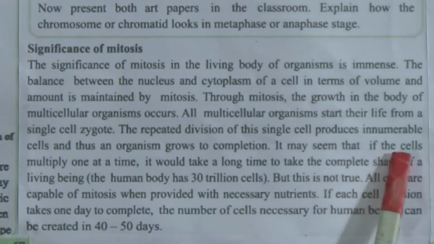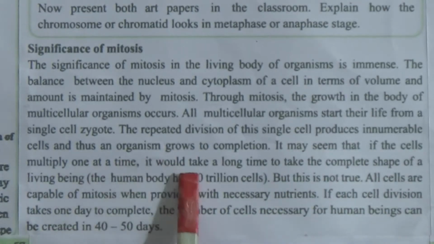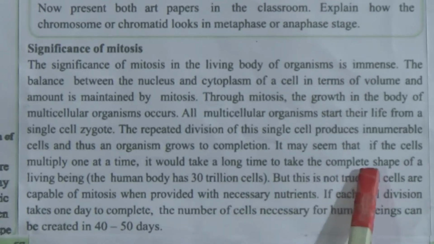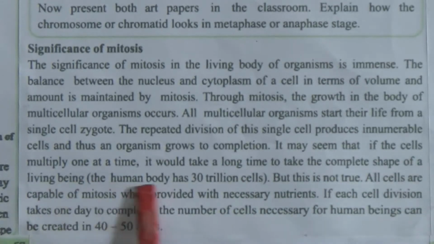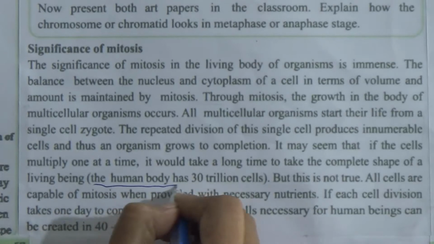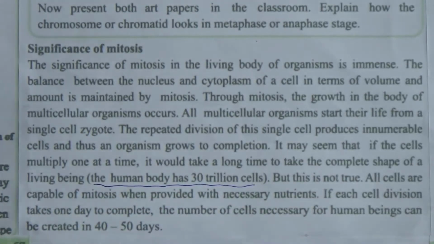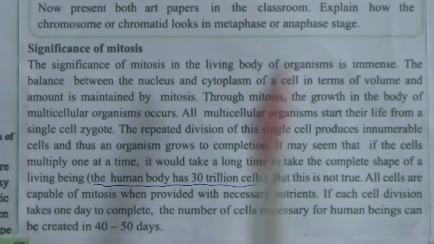It may seem that if the cells multiply one at a time, it would take a long time to take the complete shape of a living being. The human body has 30 trillion cells, and this is important for you for MCQ. But this is not true. That is not about the 30 trillion cells, the previous line. This is not true. All cells are capable of mitosis when provided with necessary nutrients. If each cell division takes 1 day to complete, the number of cells necessary for a human being can be created in 40 to 50 days.